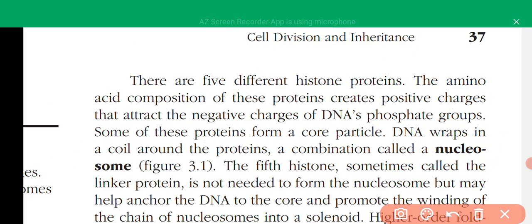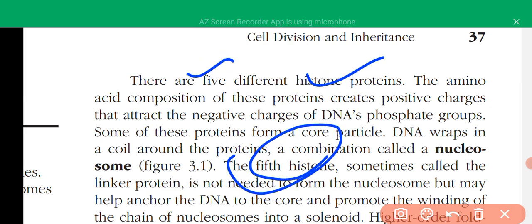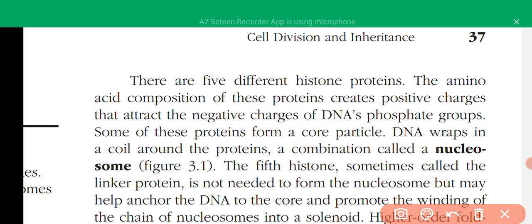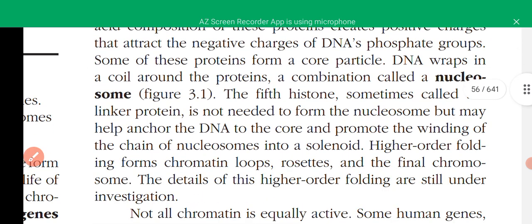And there are 5 different types of histone proteins, and DNA is wrapped around the 4 histone proteins, and the fifth is linked between different such structures, and they are called linker histone proteins or linkers.